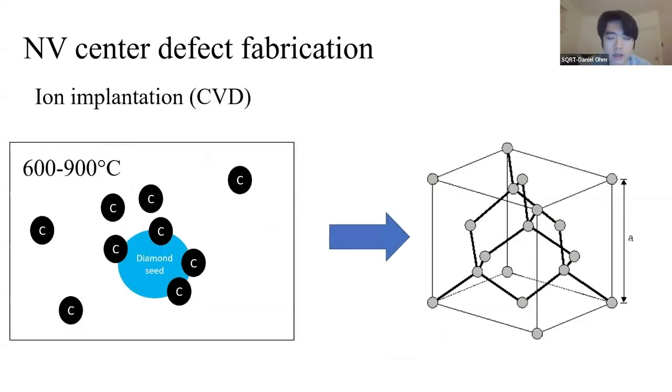Okay. So how do we make NV centers? Thanks for the question, by the way. So how do we make NV centers? Well, the most common method of making NV centers is basically called ion implantation.